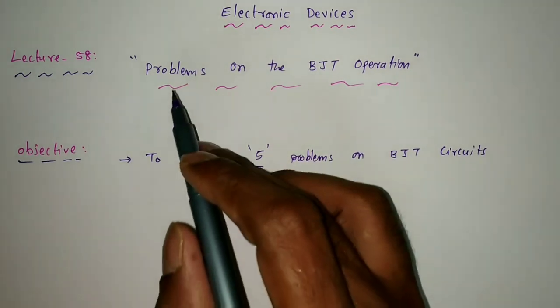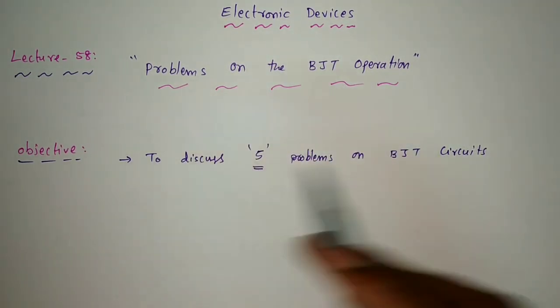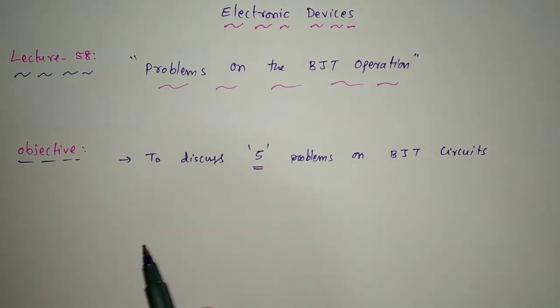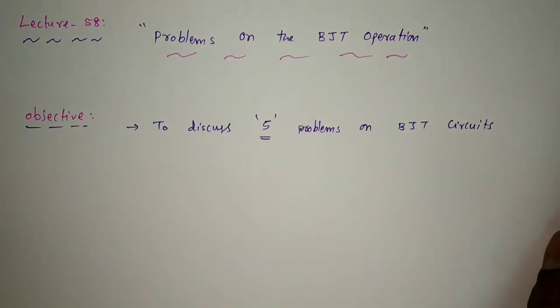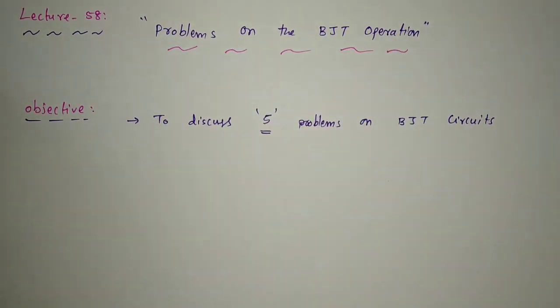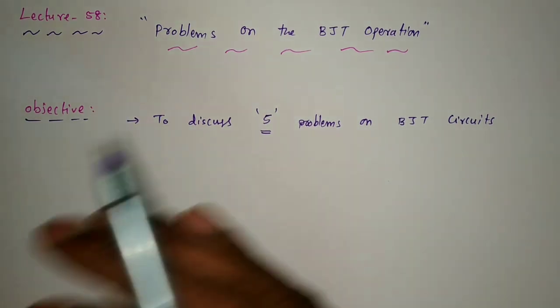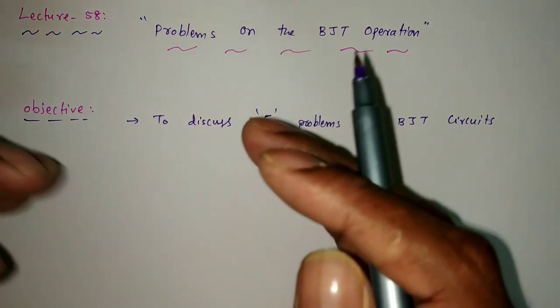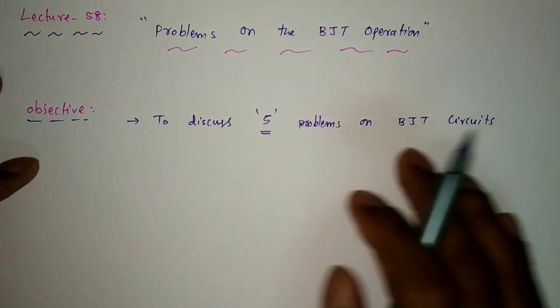In this lecture, we will discuss some problems on the BJT operation. The objective of this lecture is to discuss 5 problems on BJT circuits. If any BJT circuit is given, suppose I want to find the terminal currents, that is the collector, base and emitter terminal currents, or voltages like VBE, VC and so on. We need to follow 2 methods or procedures.